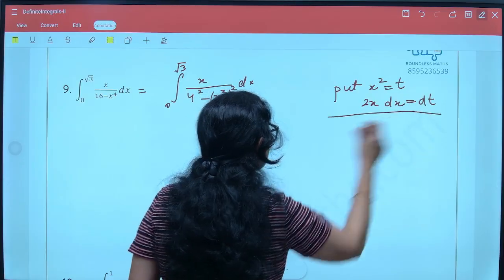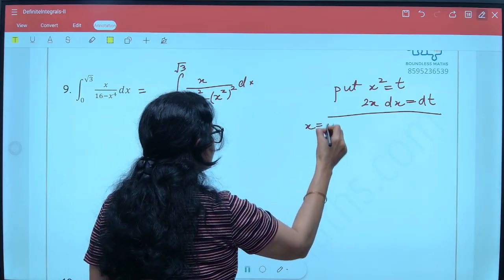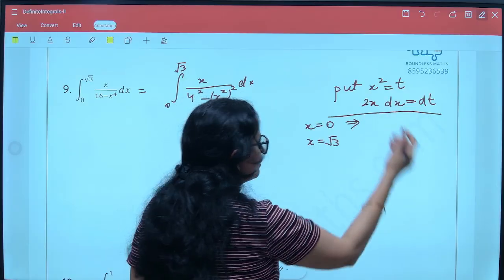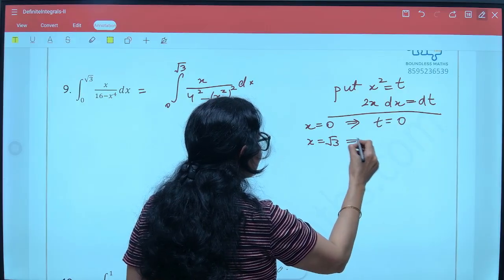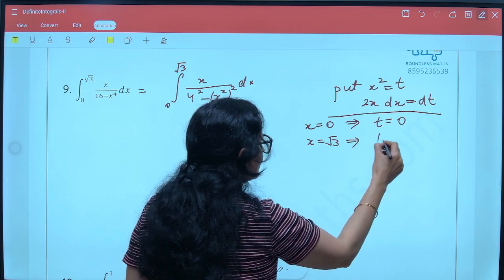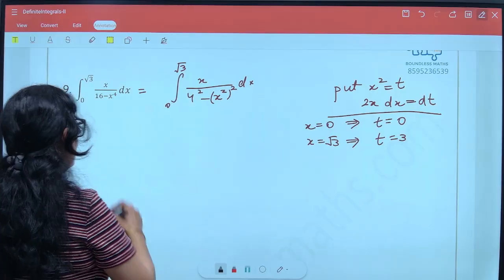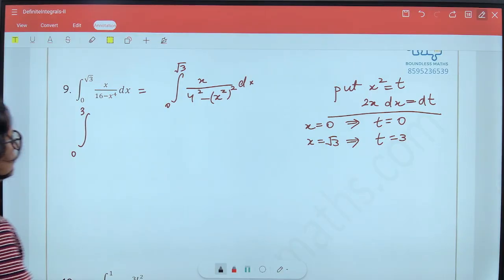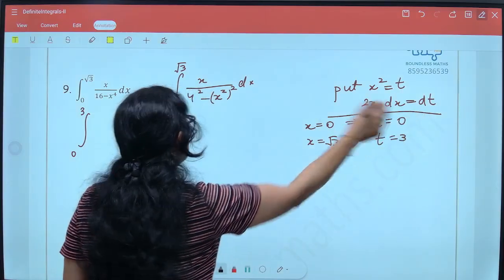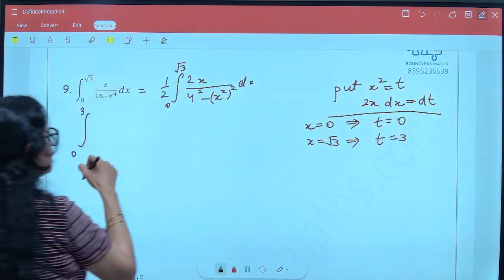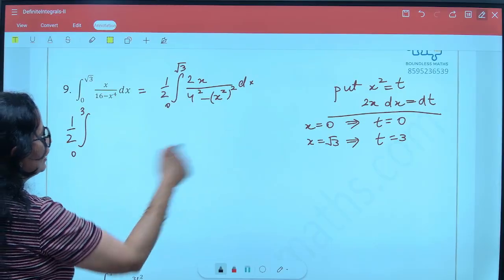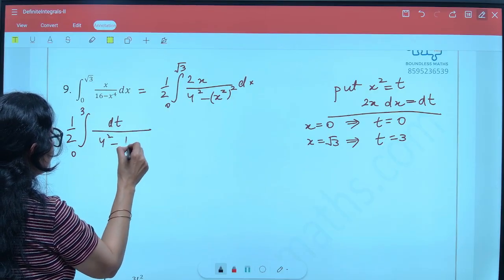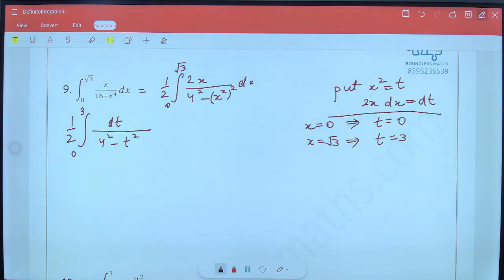And what about the limits? The limits were x is equal to 0 and x is equal to root 3. So when the limit was x is equal to 0, 0 to the power 2 is 0, so that means t is 0. When x is root 3, square of root 3 is 3, that means the value of t is 3. So the new limits now are 0 to 3 and the function can be written as it is. 2x dx equals dt. That means if I put a 2 here and half here, I can do that. So I have half outside and 2x dx gets replaced by dt upon 4 square minus t square. Right?